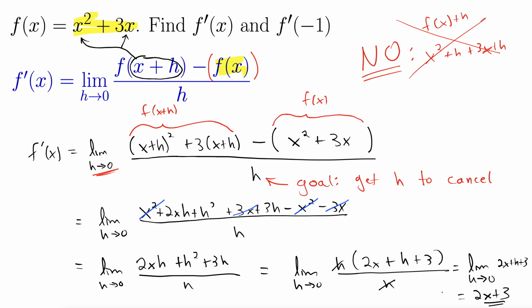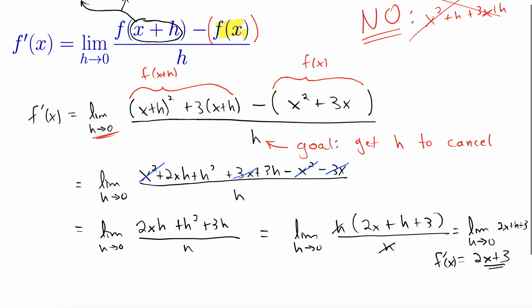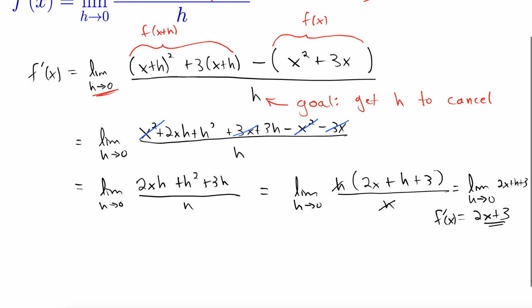So let's be clear, this is f prime of x. Okay, now to evaluate this derivative at the point negative 1, at x equals negative 1, we simply plug it in. So f prime of negative 1 is then 2 times negative 1 plus 3. Okay, so that equals 1. Nothing too fancy there. This is tedious.